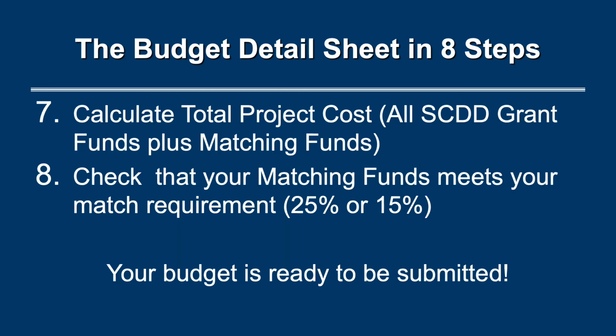Seventh, you will calculate the total project cost by adding together the requested funds from SCDD and the matching funds. Eighth, you will check that your matching funds meet your match requirement of 25 or 15%. Your budget is now ready to be submitted. This concludes the budget modules for preparing a grant application for the California State Council on Developmental Disabilities.